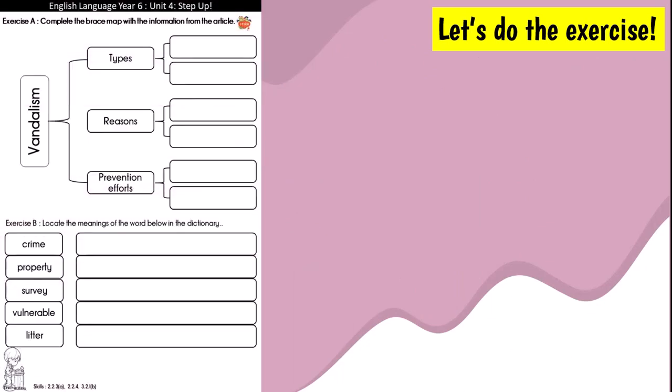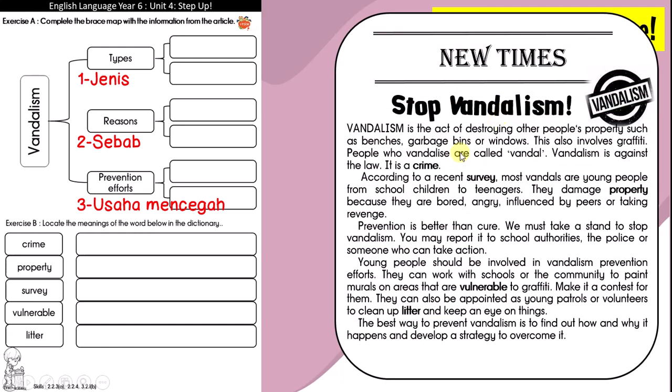You have these worksheets with you. Exercise A, you have to complete the brace map with the information from the article. I think you are familiar with this. We have three things here. The first one is types. Number 2 is reasons. Number 3 is prevention efforts. And then you have to find the answer from this article.